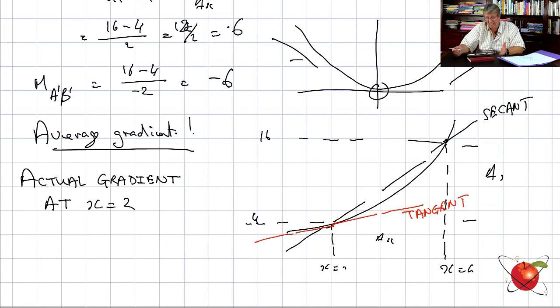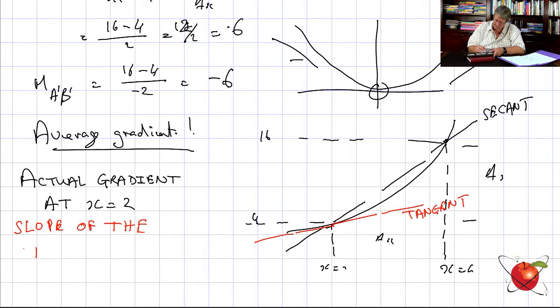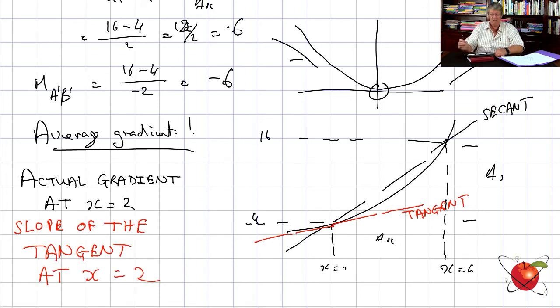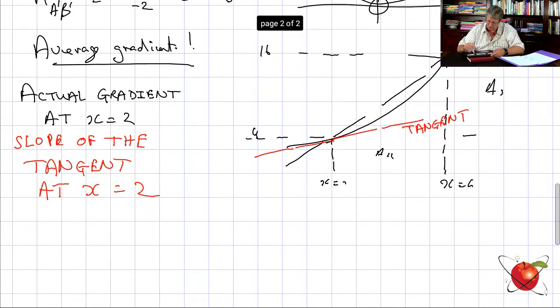And that's going to be for any curve, it's going to be changing. But I want to know what it is there. This is the actual gradient at x equals 2. Therefore, I am actually looking for the slope of the tangent at x equals 2. That's what I really want. The slope of this line, the tangent at that point. That's my objective. It's what I want.